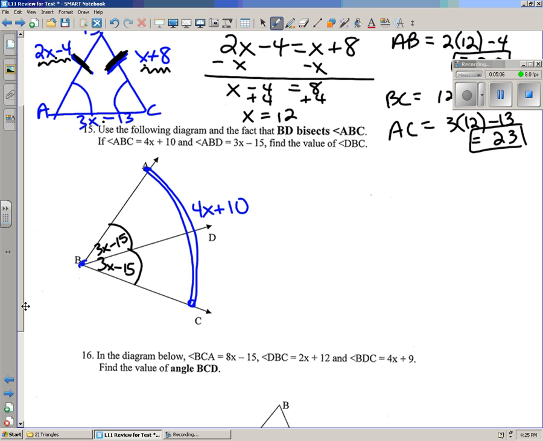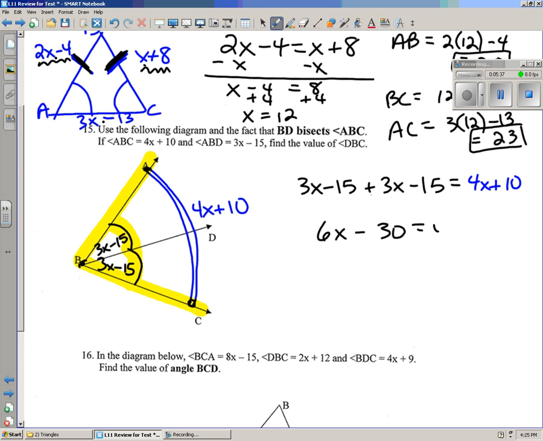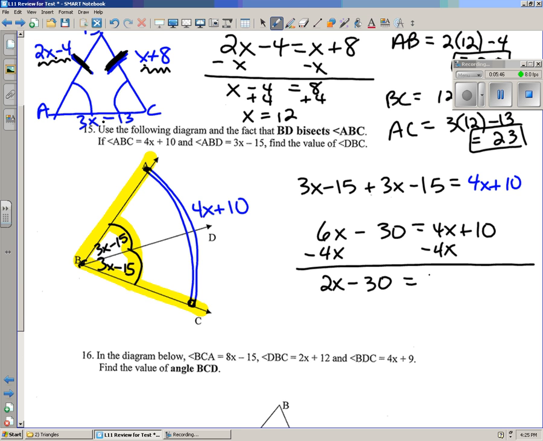So we're going to make an equation now. We can say that 3x minus 15, one black angle, plus the other black angle, adds up to make the big blue angle, 4x plus 10. If you're not sure what I'm saying there, if I took DBC, this angle here, and put it together with ABD, I'm getting the large angle. I'm getting ABC altogether. All right, so now we can combine our like terms. We get 6x minus 30 equals 4x plus 10. Subtracting 4x, we would get 2x minus 30 equals 10.